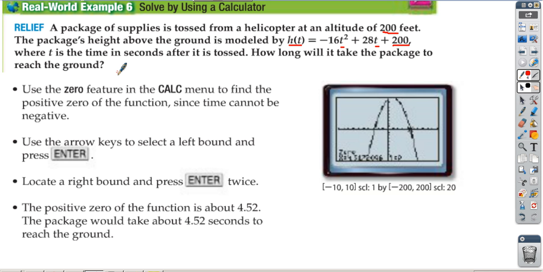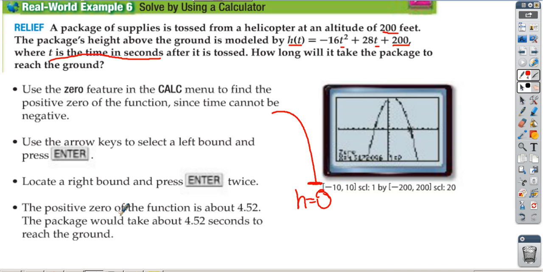Well, if you think about it, when the package reaches the ground, what is the height of the package at that moment? Here's what this looks like. You're dropping something out of a helicopter, and right here it's going to hit the ground. At that point, the height is equal to 0, right? If it hits the ground, it's not any distance off the ground. So they're basically asking us to graph that and then find the zeros. And the only 0 that's going to make sense here is the positive number, because T stands for time.